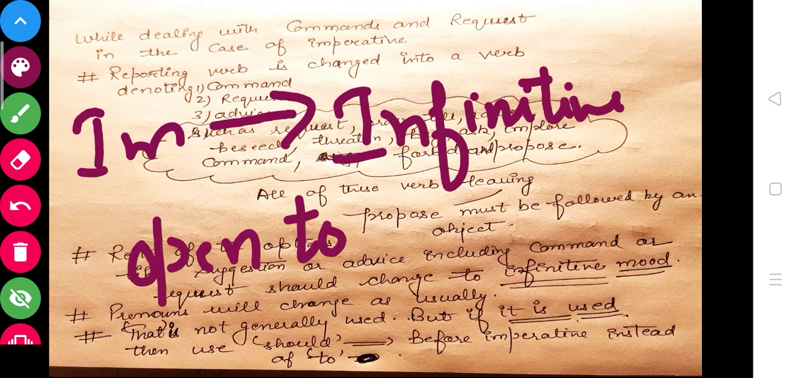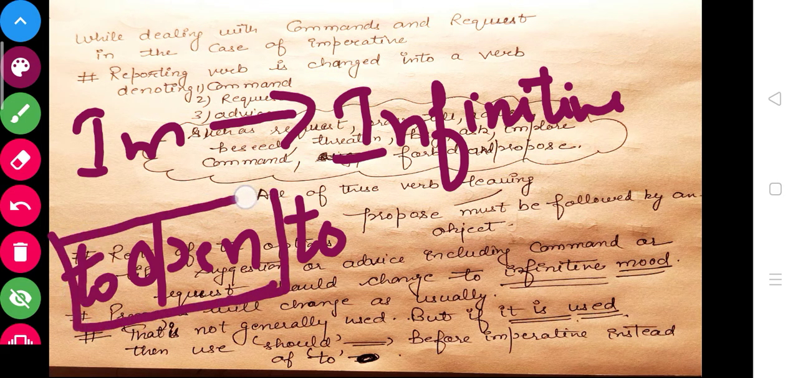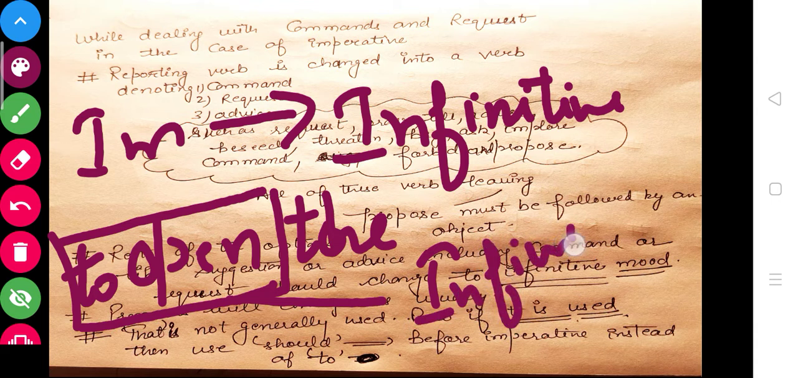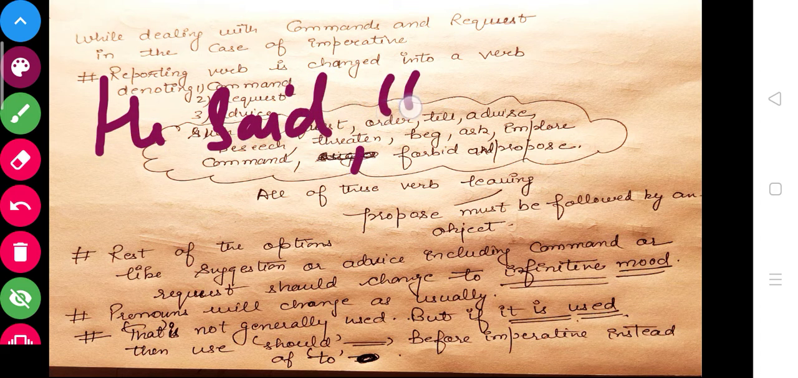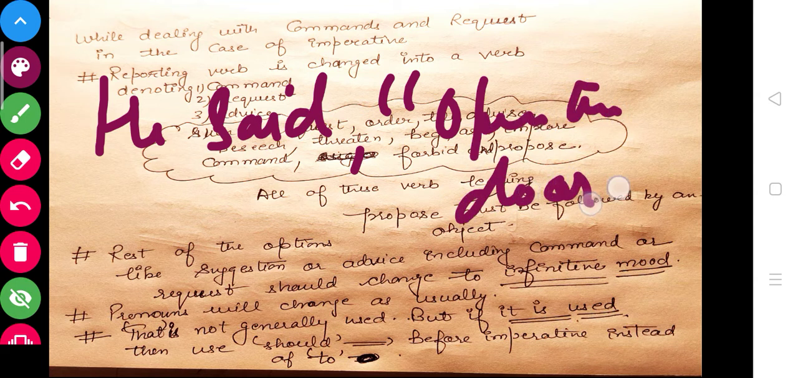Like if there is an order, then thereafter we have to use the conjunction to, and it becomes a combination of a verb and to, which means it became infinitive. To plus the verb's first form, it became infinitive, and that's what it means. The imperative mode is going to be changed into the infinitive mode. So for example, he said open the door. If I say open the door, like if it is written, how would it be changed?